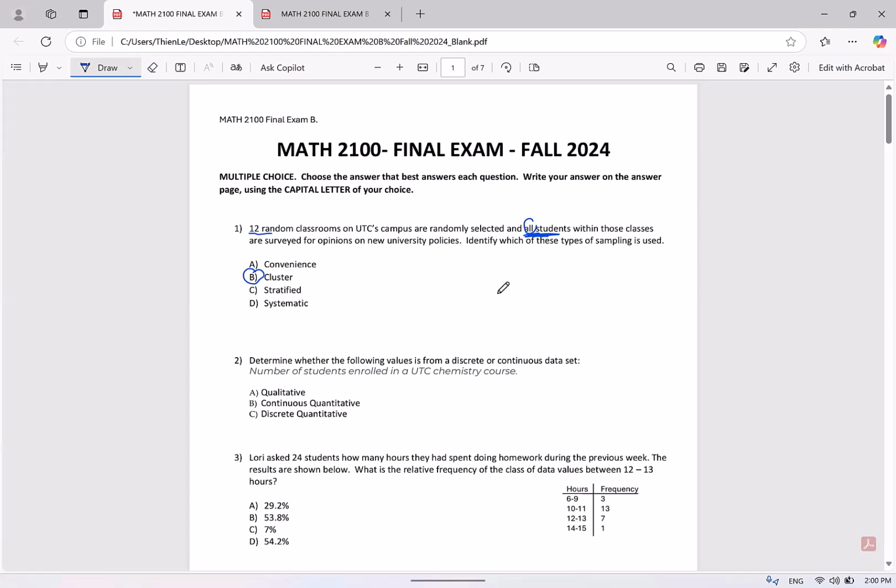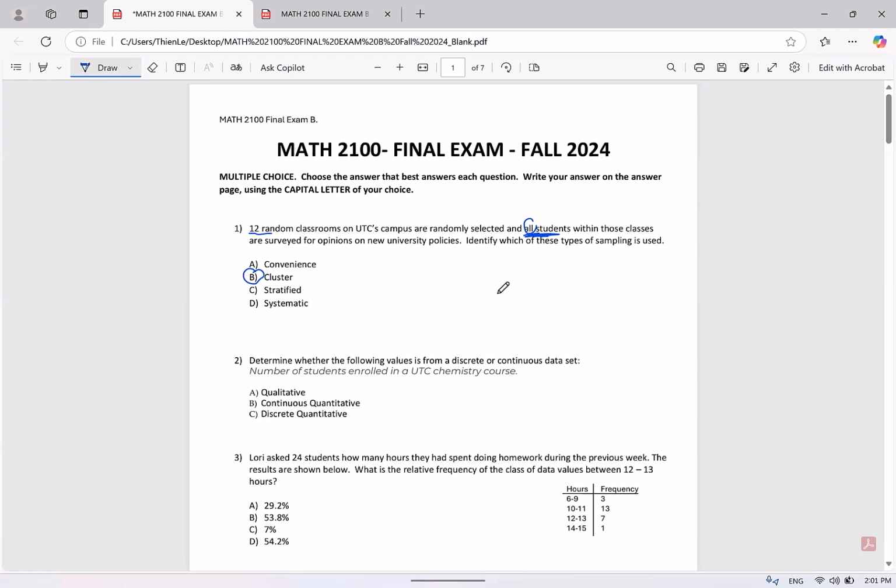So here, determine whether the data you recorded will be discrete or continuous: the number of students enrolled in the UTC chemistry course. It should be quantitative because it's a number, maybe 5, 6, 7, 8, 9, 10. It has to be quantitative. And then whether continuous or discrete.